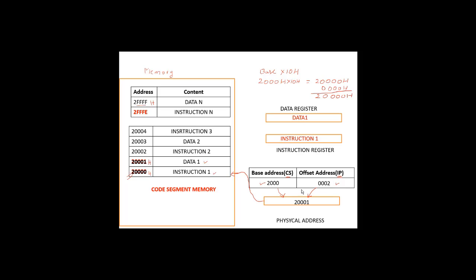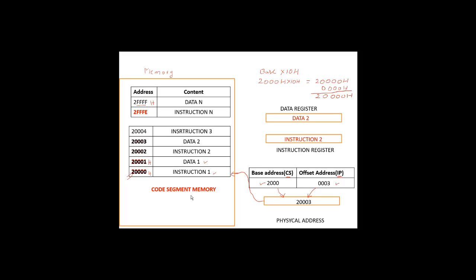Now you can observe one point: in order to access the different memory locations of the memory, only the offset register will be changed, but the base address is a fixed one. This is a very important point you have to observe. So now the address will be 20002 memory location. Since it is an instruction, it will be read into the instruction register, and then the offset address will again be incremented by 1. Likewise, by incrementing the instruction pointer address, we can access the different memory locations in the memory.